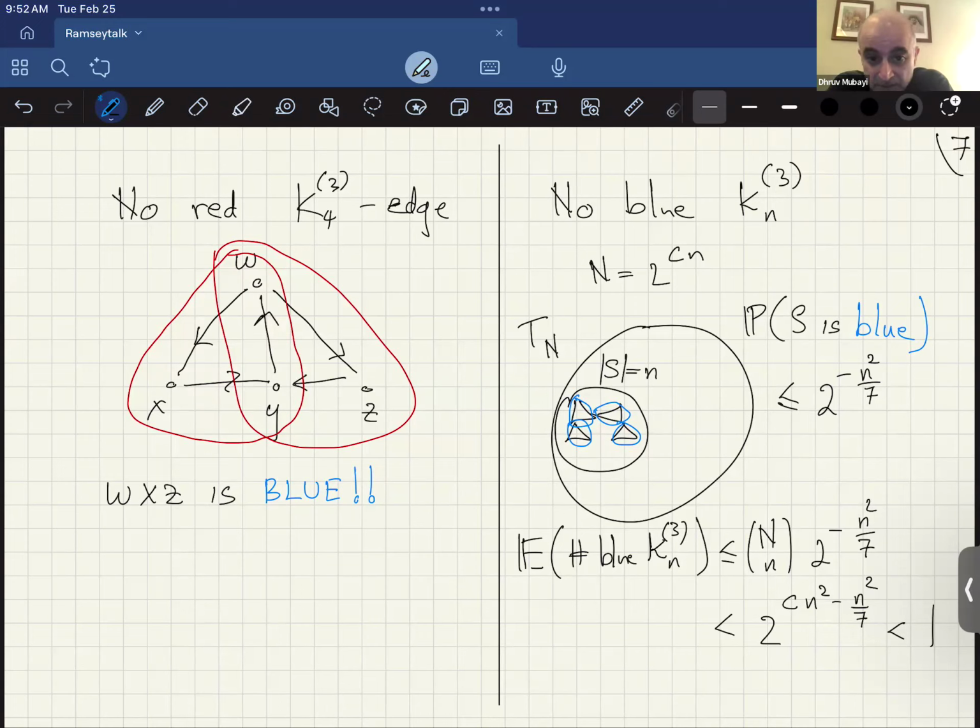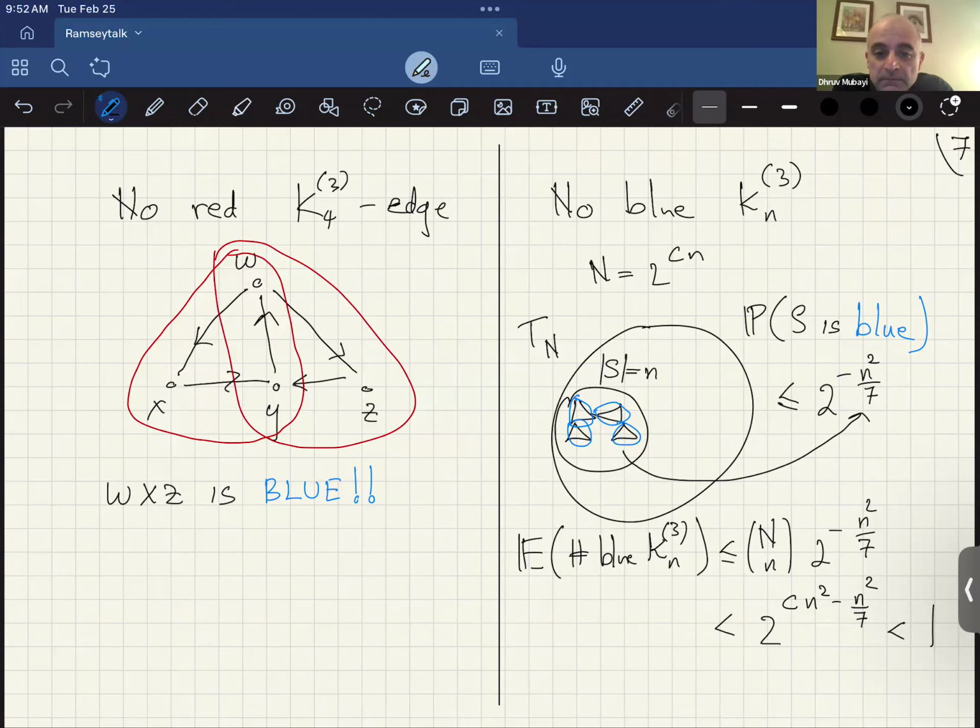The simplest way is to pick a collection of triples inside our purported blue clique that do not share two vertices. In other words, a linear hypergraph, or a Steiner triple system, or as close to a Steiner triple system as possible. So you can extract from all these little n choose 3 triples n squared of them, which are linear. And if this is a blue clique, then all of them are blue.